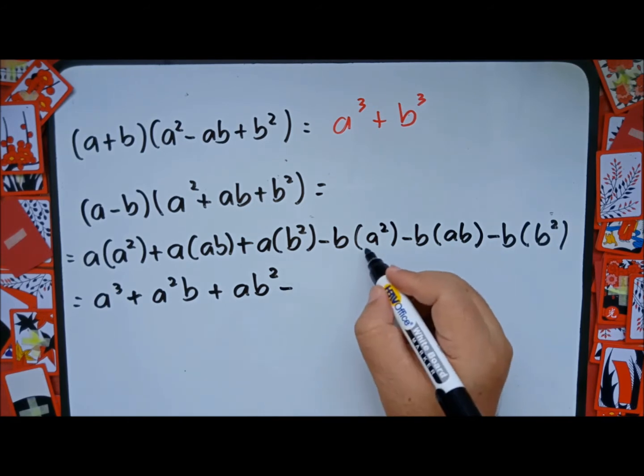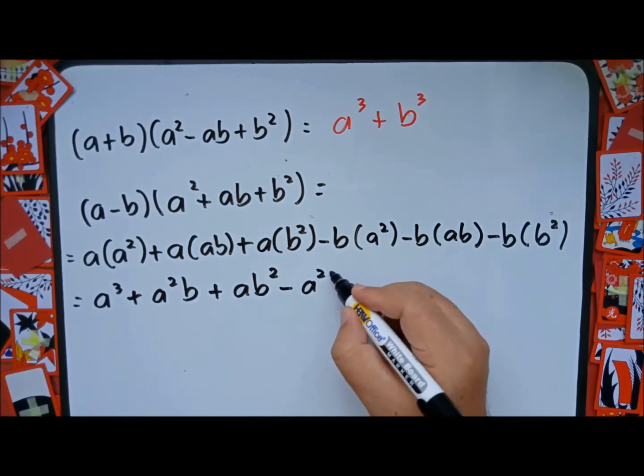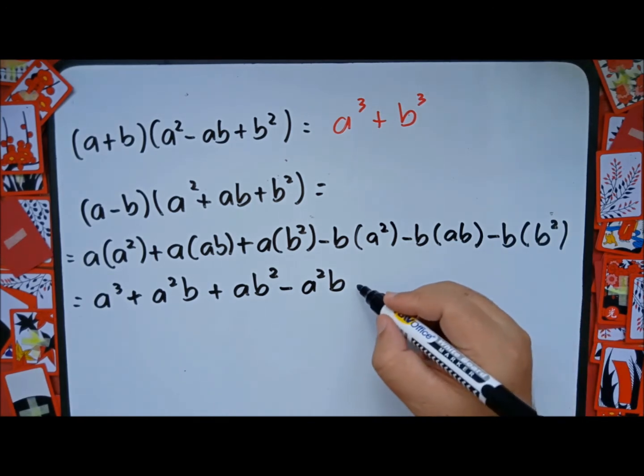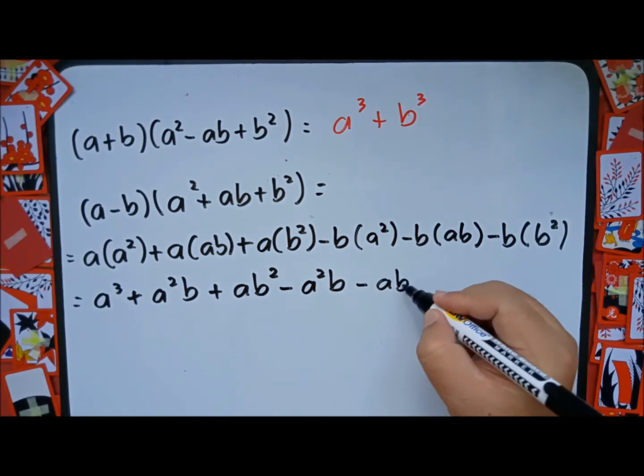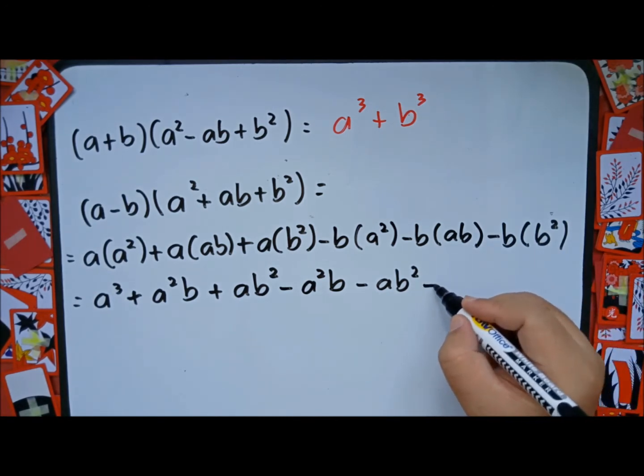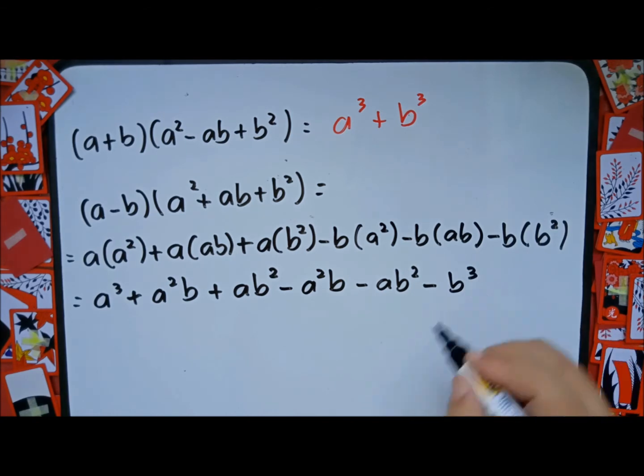Negative times positive, negative a squared b. A comes first, then b. Then negative times positive, negative a b squared. B times b is b squared. Negative times positive is negative b cubed.